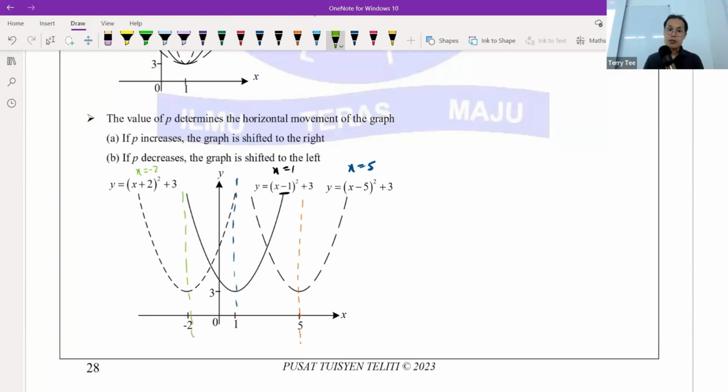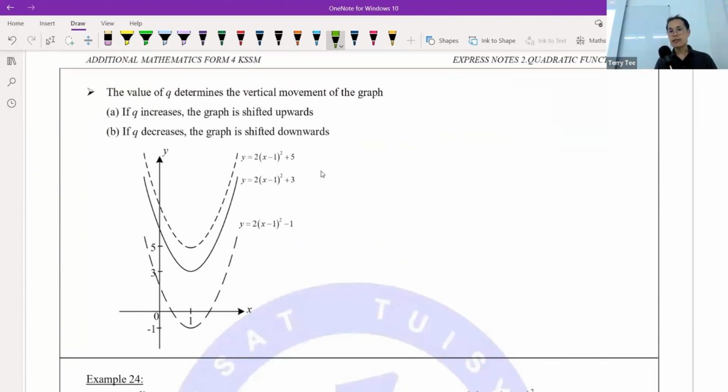Your axis of symmetry is now -2. All right, now the next thing is your Q. Q, like I said, is a vertex. It determines the vertical movement, it either goes up or down. So it is not your y-intercept. It just shows us the minimum, can be maximum depending on your A.